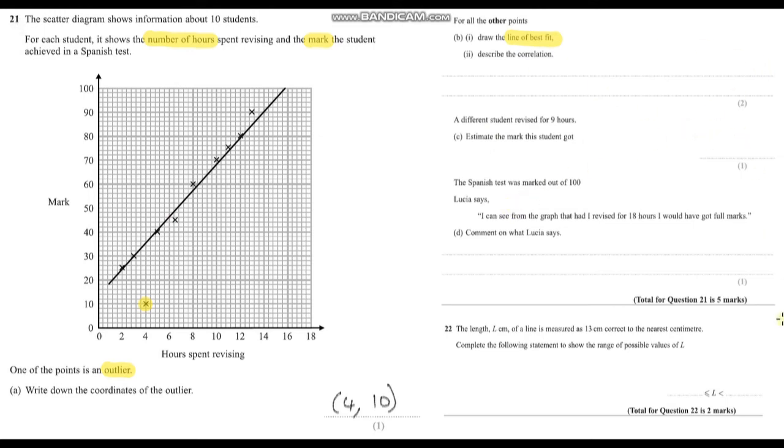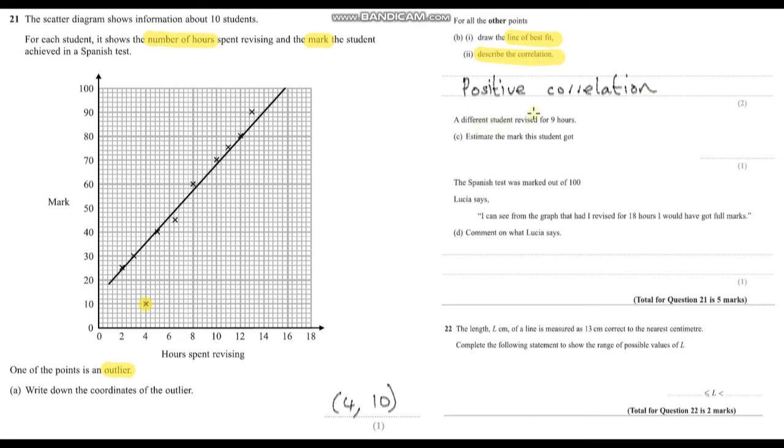So we've done the line of best fit. Now it says describe the correlation. I've already mentioned what correlation it is. It is a positive correlation. That's all you need to write. Positive correlation.